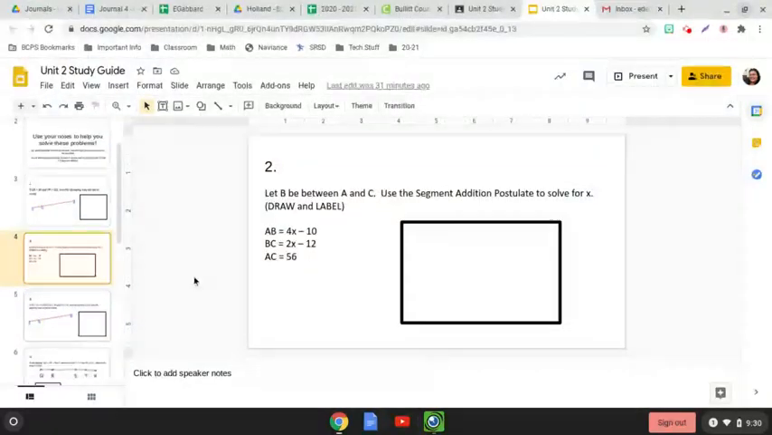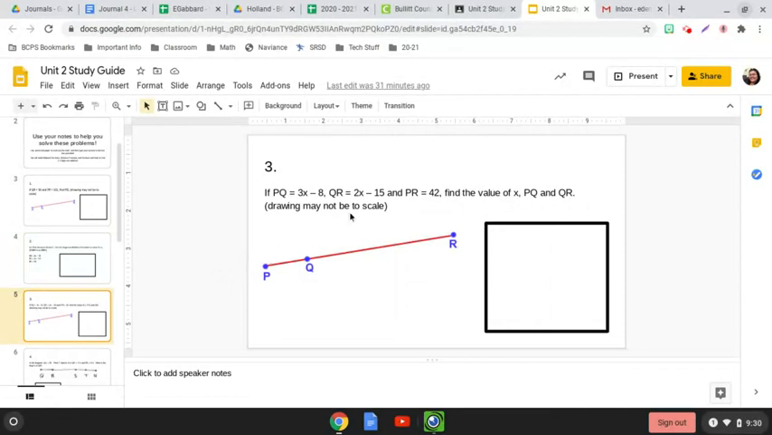Come back over here. Number 3. Now, there's a lot going on with 3. It says if PQ is equal to 3x minus 8, QR is equal to 2x minus 15, and PR equals 42, find the value of x, PQ, and QR.